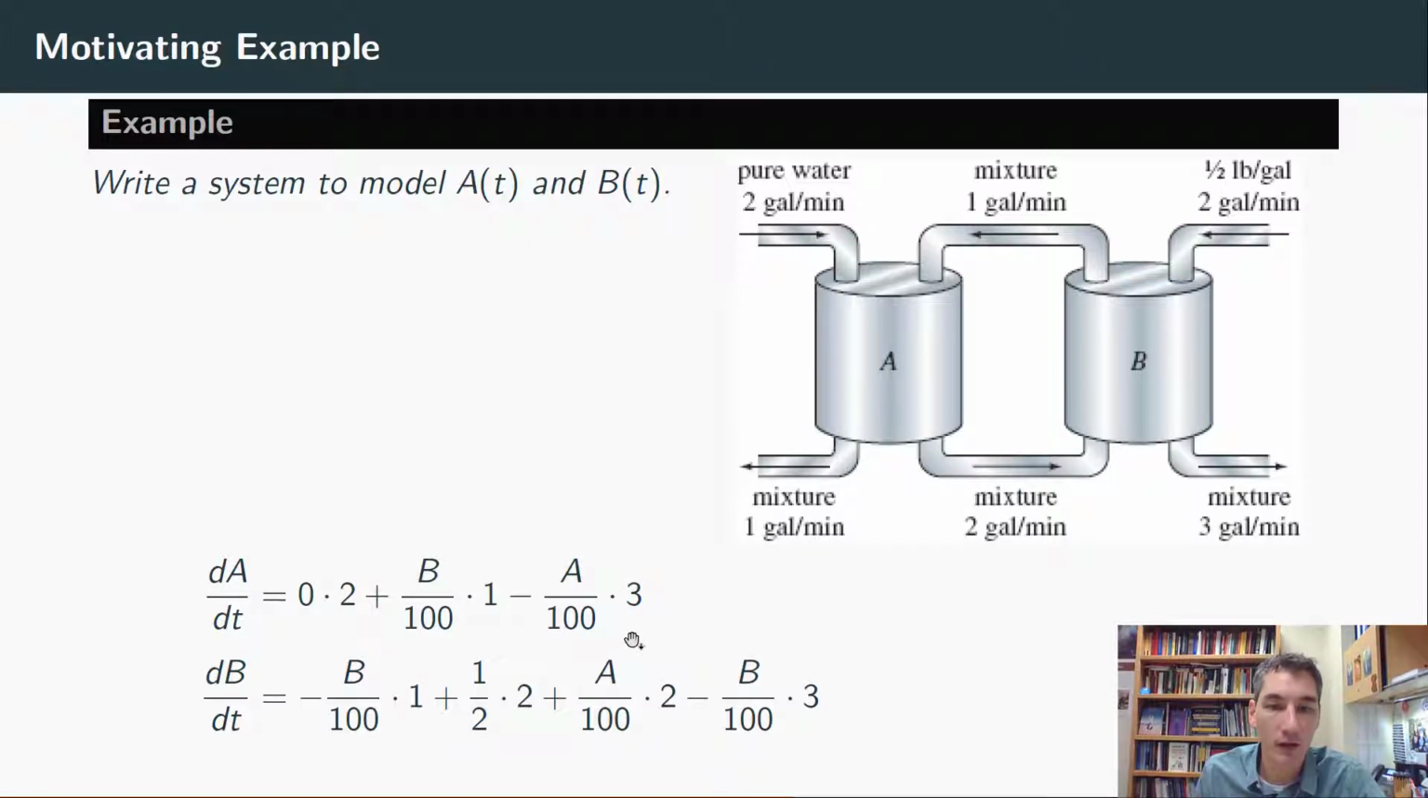So pounds per gallon, gallons per minute. So 3A over 100, and it's negative because it's going out. That's tank A. That's the only way that tank A changes in terms of salt. Now let's look at tank B.